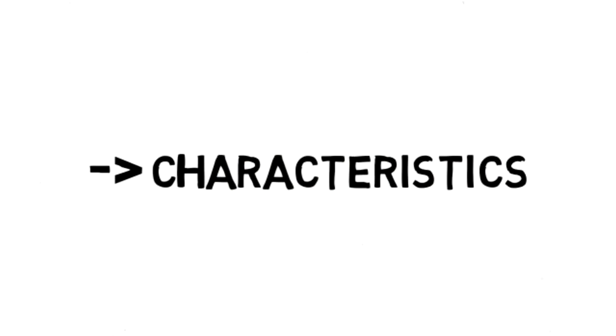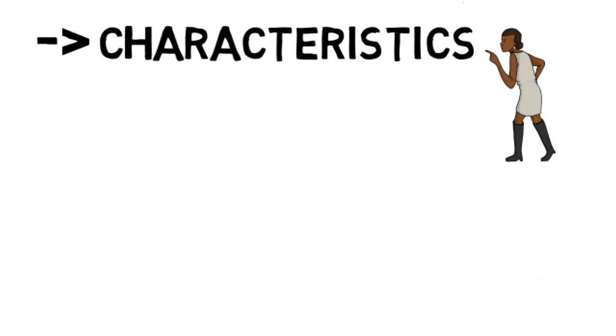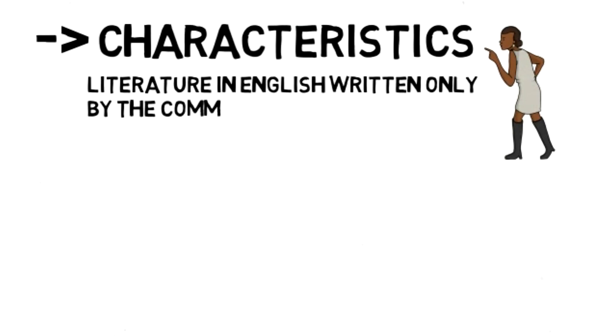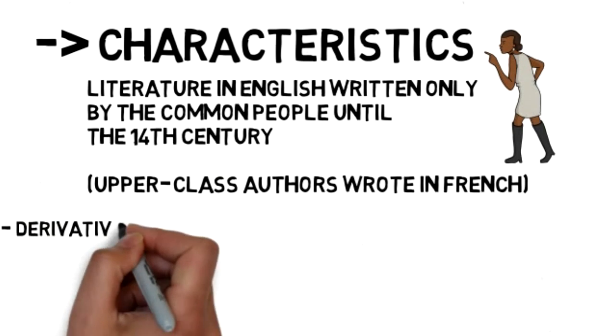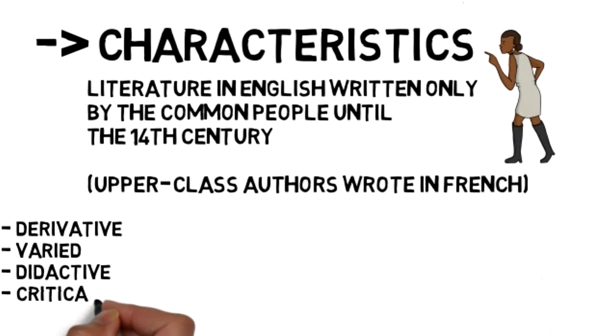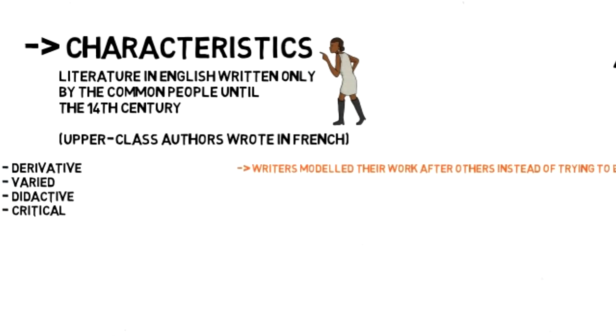Characteristic. Literature in English written only by the common people until the 14th century. Upper-class authors wrote in French. Derivative, variant, didactic, critical. Writers modeled their work after others instead of trying to be original.